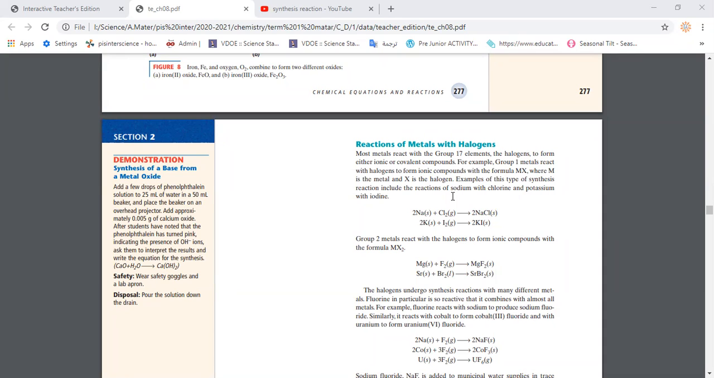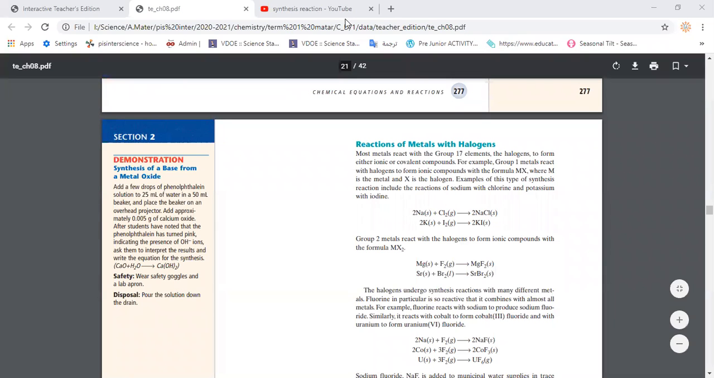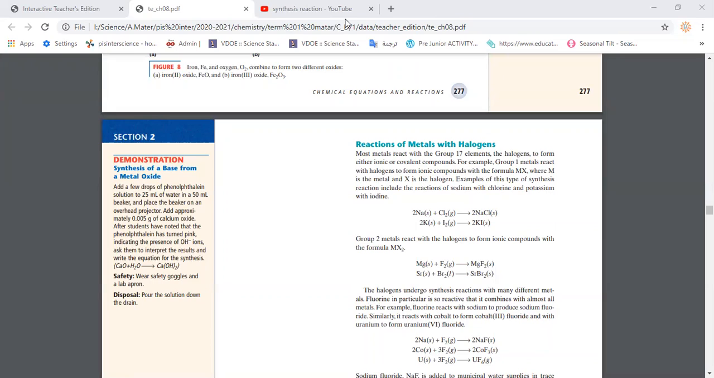So who can tell me what is meant by a synthesis reaction, or what will happen in a synthesis reaction? Okay, guys, anyone can tell me? Synthesis, from the English word synthesis, means... No one knows what is meant by a synthesis reaction?